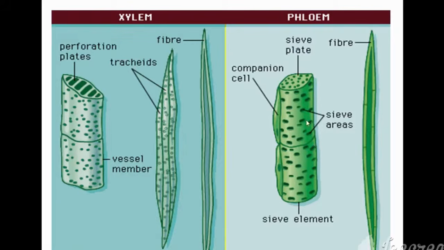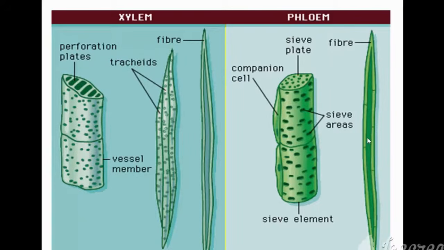And coming to the phloem, this is a sieve tube. This is one sieve tube, this is another sieve tube. Each and every sieve tube is associated with a companion cell. You can see this is a companion cell, this is a sieve tube, and these are sieves, which are nothing but small holes through which food goes. And this is phloem fiber, a dead cell.